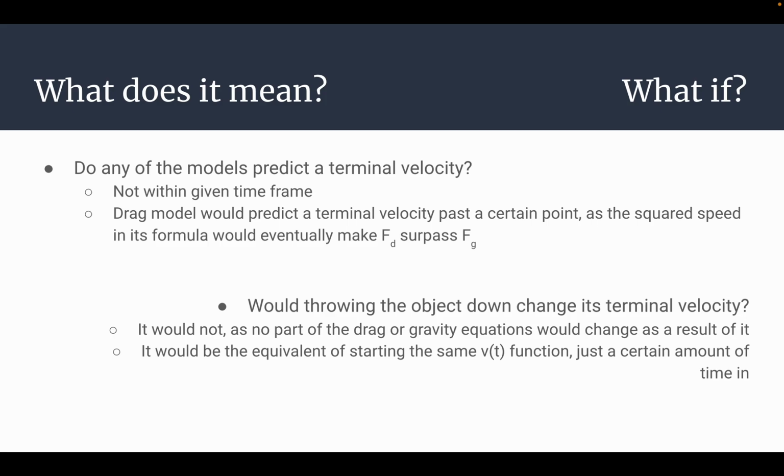Would throwing the object down change its terminal velocity? It would not, as no part of the drag or gravity equations would change as a result of it. And it would be the equivalent of starting the same velocity with respect to time function, just a certain amount of time down through that function.